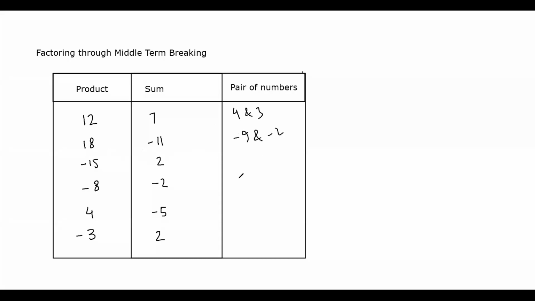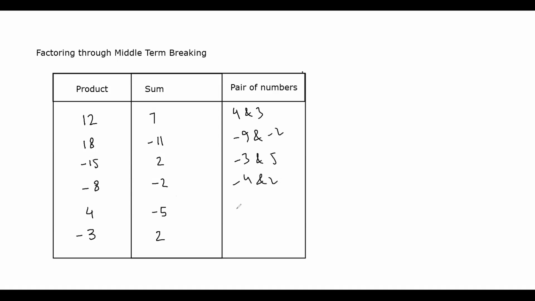Very good. Okay, Ayan, the product is minus 15 and the sum is 2. Sir, minus 3 and 5. Very good, it's minus 3 and 5. Okay, Mustaqim, the product is minus 8 and the sum is minus 2. Minus 4 and 2. Very good.